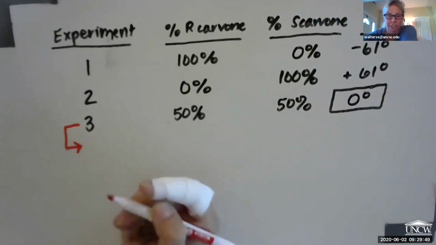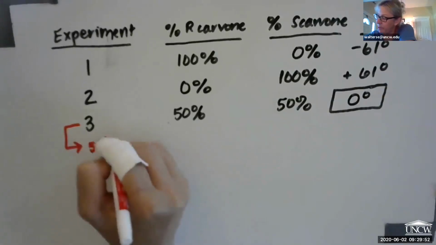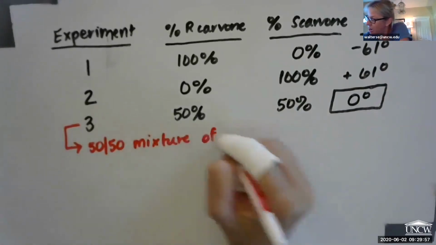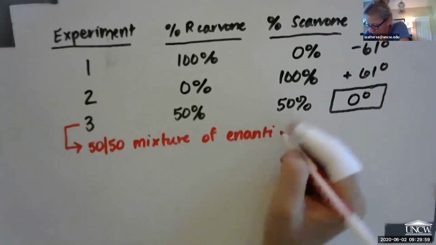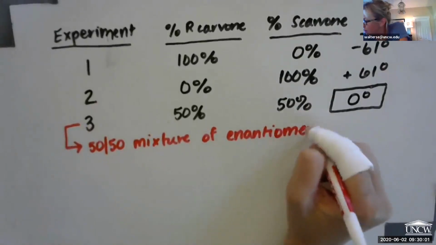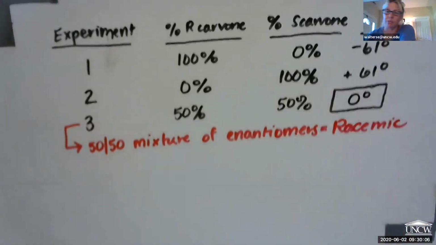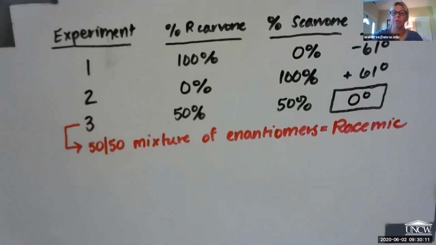This type of mixture, when you have a 50-50 mixture of enantiomers, that's called being racemic. So that's a racemic mixture. It contains chiral compounds, both of which independently will rotate light, but when they're combined, you see no optical activity.